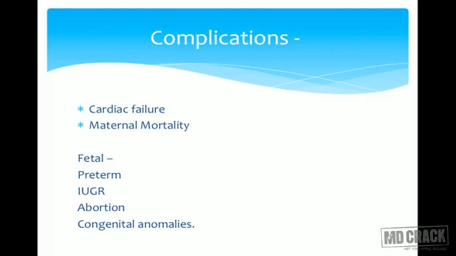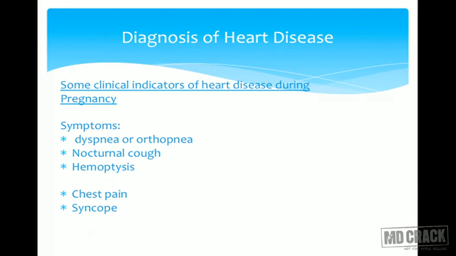In cyanotic diseases, the blood supply going to the fetus is compromised, so there may be abortions or even IUGR seen in these cyanotic disease patients. And usually, if a mother has congenital heart disease, it is found that the babies are more likely to have congenital anomalies. So there is an increased risk of congenital anomalies in the fetuses.